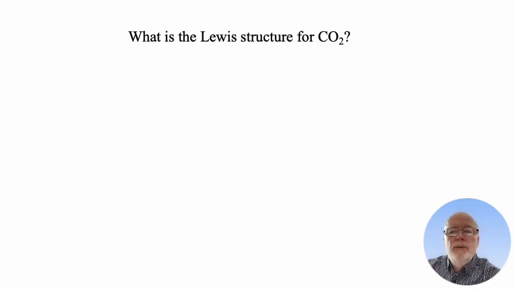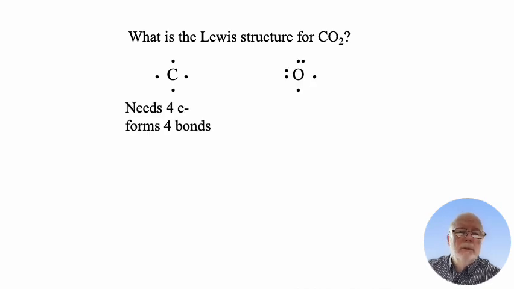So what is a Lewis structure for CO2? Let's see if we can figure that one out. So here's my carbon atom with its 4 valence electrons. Here's my oxygen atom with 6 valence electrons. Now the carbon needs 4 electrons to fill up its energy level, so it winds up with an octet. So to do that, it has to form 4 bonds. Whereas the oxygen needs only 2 electrons, so it's going to form 2 bonds.